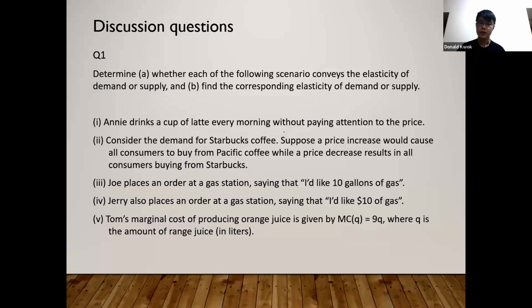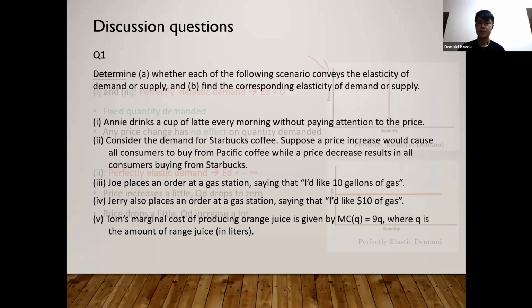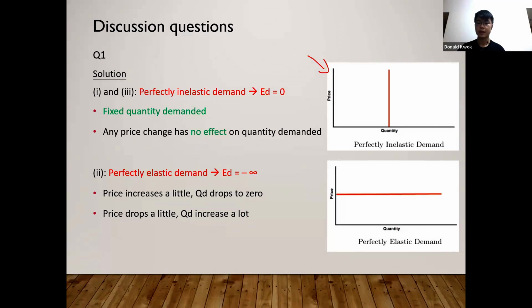Okay, let me go back to case 2. Consider demand for Starbucks coffee. Suppose a price increase would cause all consumers to buy from Pacific Coffee, while a price decrease results in all consumers buying from Starbucks. So case 2 is showing that the consumers are very sensitive to the price change of the coffee, right? So this is illustrating a perfectly elastic demand, okay? The value of elasticity of demand will be negative infinity.